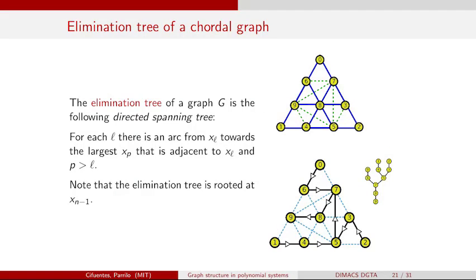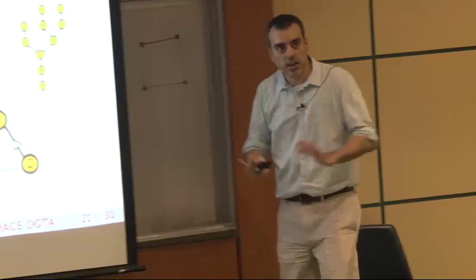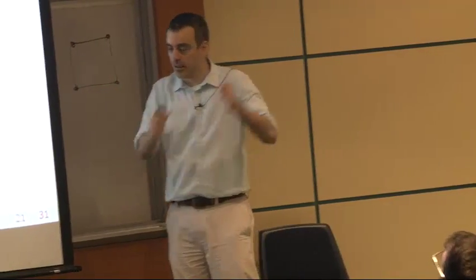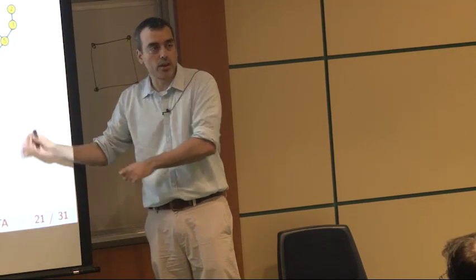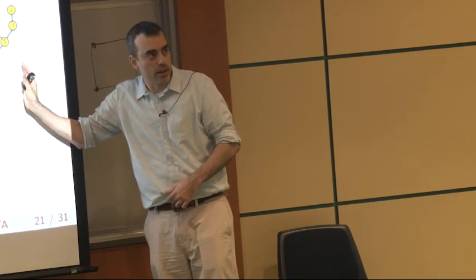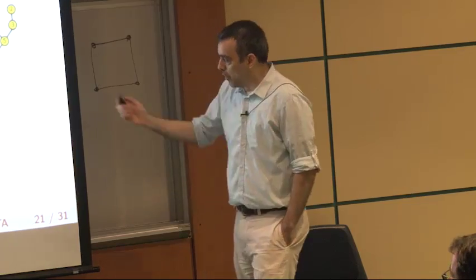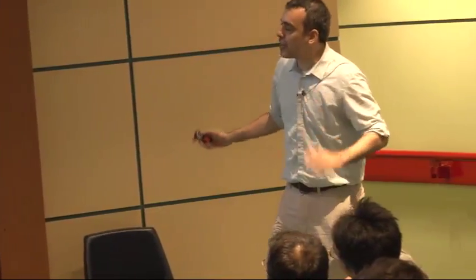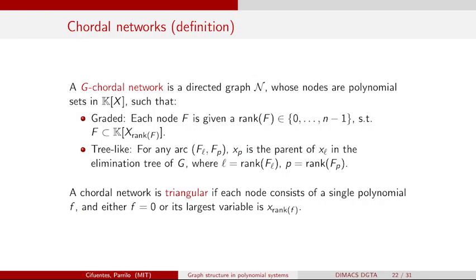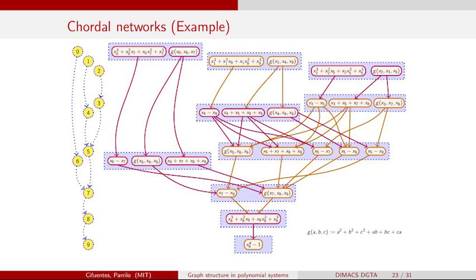We can root this tree in the last node, and this will give some tree. Again, details are not terribly important. If you give me a perfect elimination ordering, you can write a directed tree, and this directed tree has lots of nice properties. Why do I say this? Because now I can tell you, at least from 10 feet away, what a chordal network is going to look like. Let me show an example, and then I'll come back to the definition. But really, a chordal network is going to look a little bit like this.